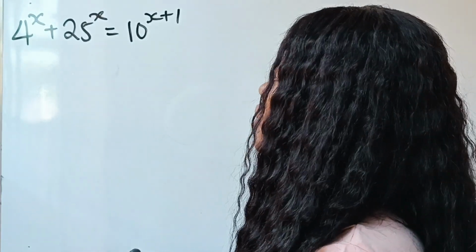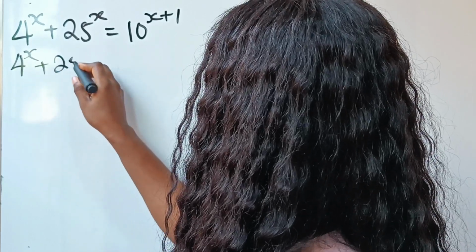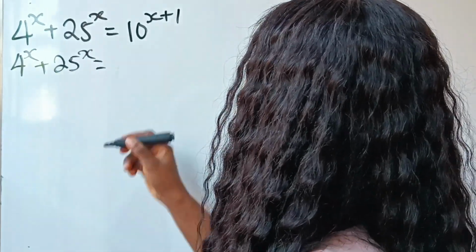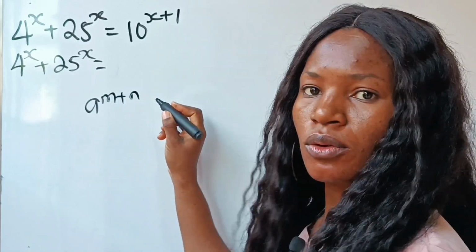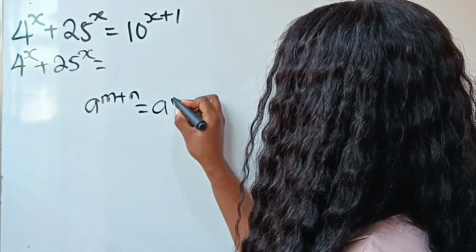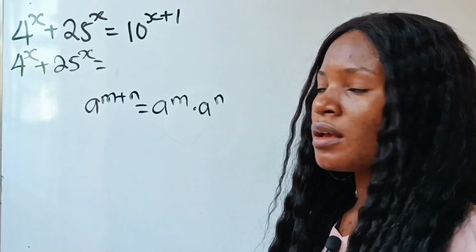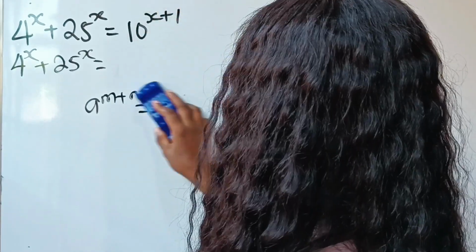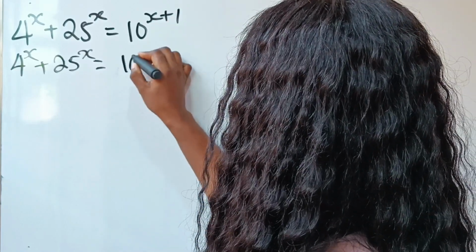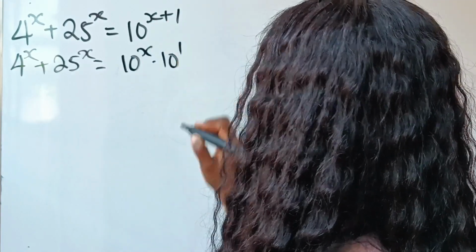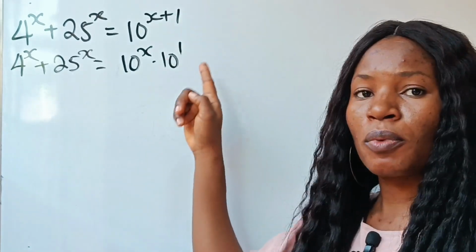Welcome to my channel. We have 4 to the power of x plus 25 to the power of x is equal to 10 to the power of x plus 1. Now when you have a to the power of m plus n, this is equal to a to the power of m multiplied by a to the power of n. So that simply means that we can express this as 10 to the power of x multiplied by 10 to the power of 1. Now let's divide through by 10 to the power of x.